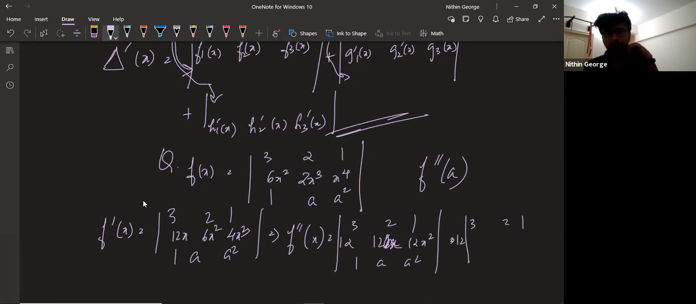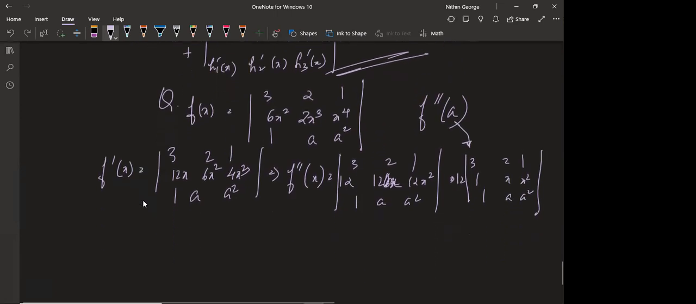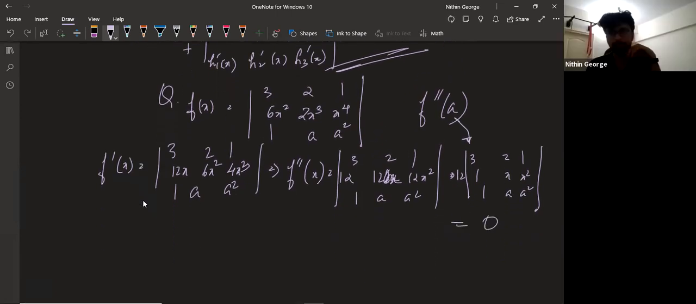I get 1, x square and 1, a and a square. Right. So when I put the value of x as a, what will happen? The second and the third row become the same. So hence the determinant becomes 0.